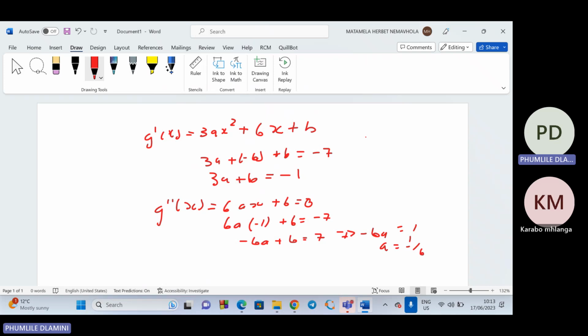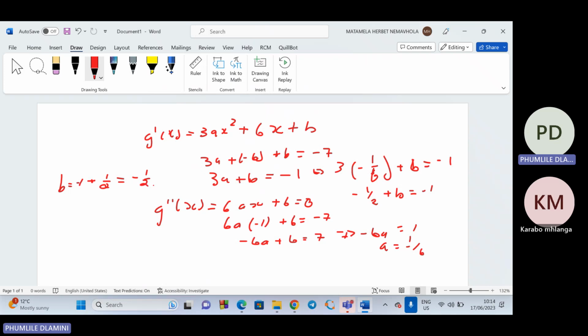So now if our a is 1 over negative 6, then using this equation, we're going to see that 3, when we substitute negative 1 over 6, plus b equals negative 1. Then this is going to be negative 1 over 2 plus b equals negative 1. Then our b is going to be equal to negative 1 plus 1 over 2, which is negative 1 over 2.